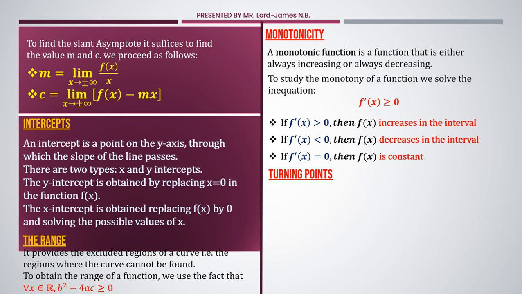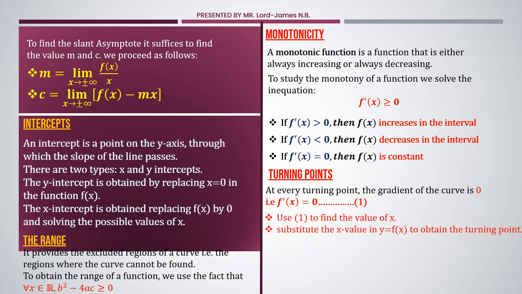Now we have turning points. A turning point is simply where a curve turns, where it changes slope, something like this. It can be like this, change slope. Like in the case of quadratics, you change slope at a turning point. At every turning point, the gradient of the curve is 0, that is f prime of x is equal to 0. Let's call that equation 1.